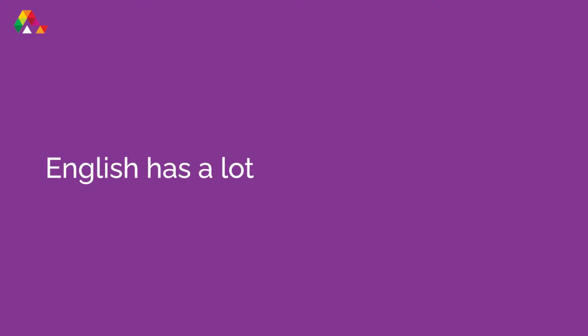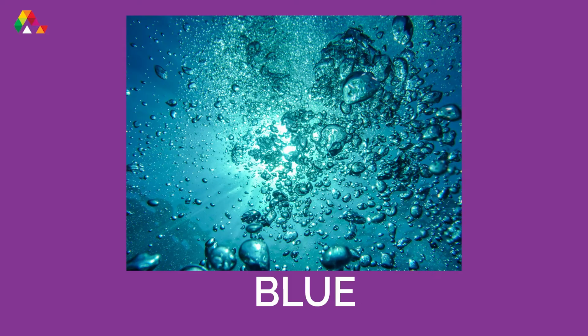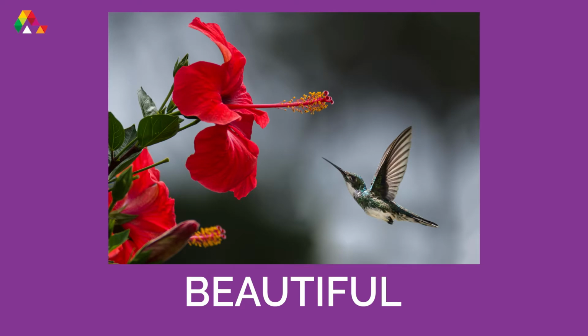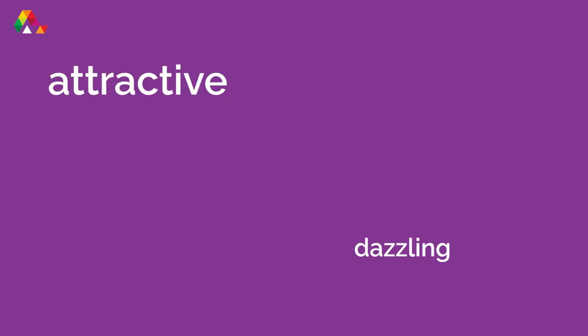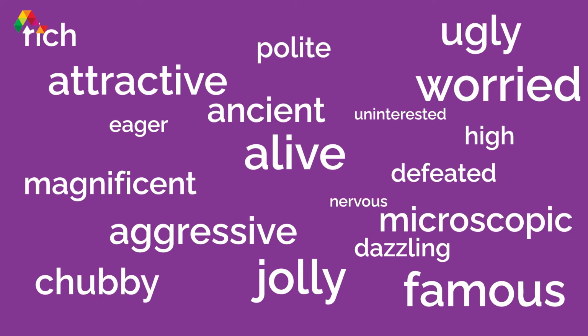English has a lot of different adjectives, like old, tall, blue, beautiful, hungry. These are just a few examples of the many adjectives in English.